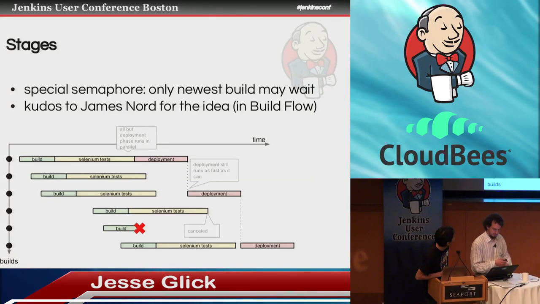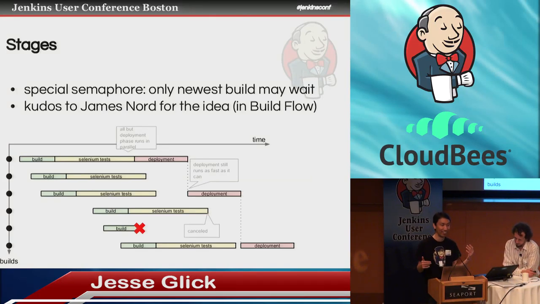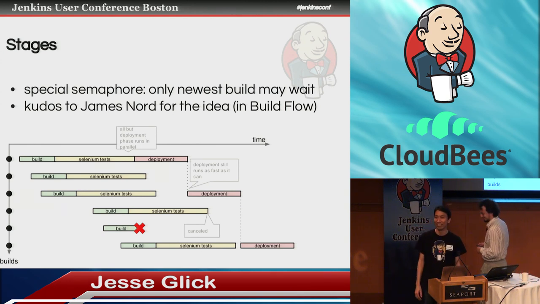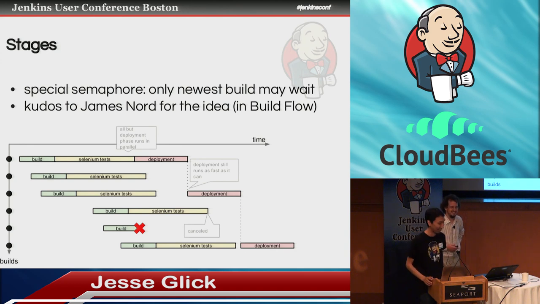And this seems like some kind of strange parallel, like a synchronization primitive. So we affectionately call it the James Node Operator in honor of the guy who came up with this. And he made a whole talk out of this feature at the Jenkins user conference in California. So yep, this is the James Node Operator.